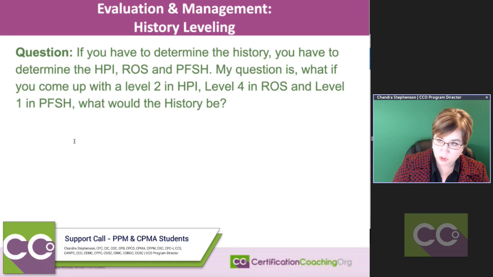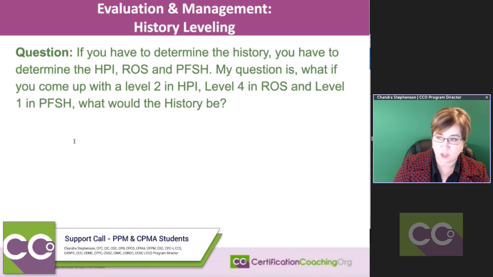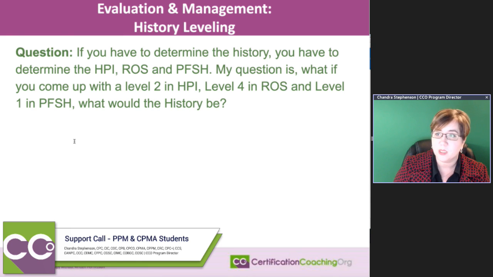So I've got HPI, I have a level 2. I'm assuming that's going to be an expanded problem-focused HPI. I have a review of systems of a level 4, which would be, well, it's either going to be detailed or comprehensive, depending on how we look at it. Let's call it a detailed. Say we're talking about code level. And for level 1 in past, family, and social history, that would be a problem-focused.